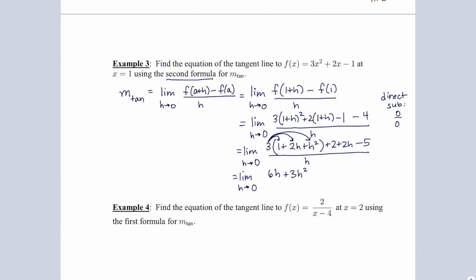And then I have, it looks like another plus 2h. Right, and again I have plus 5 and minus 5. I'm not going to write those. And then divided by h. And now I can see I can factor out an h from the numerator, and then I'll have something I can use to compute the limit.